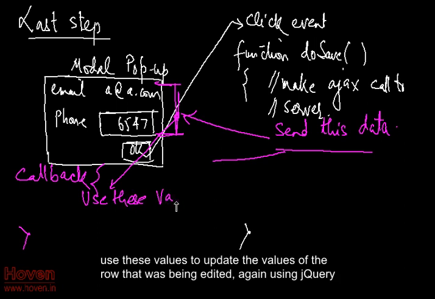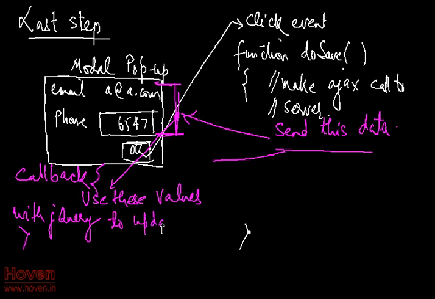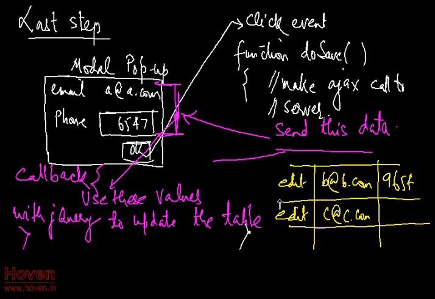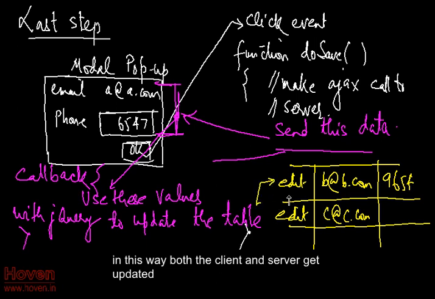use these values to update the values of the row that was being edited, again using jQuery. In this way, both the client and server get updated.